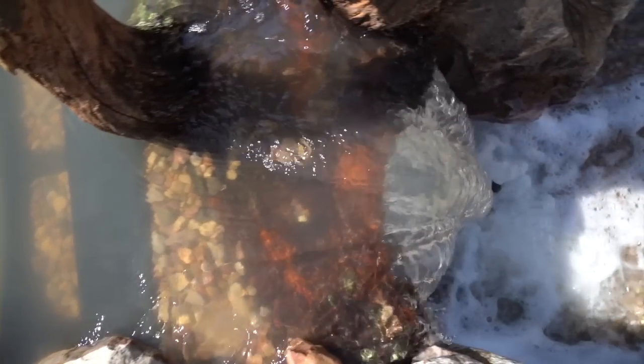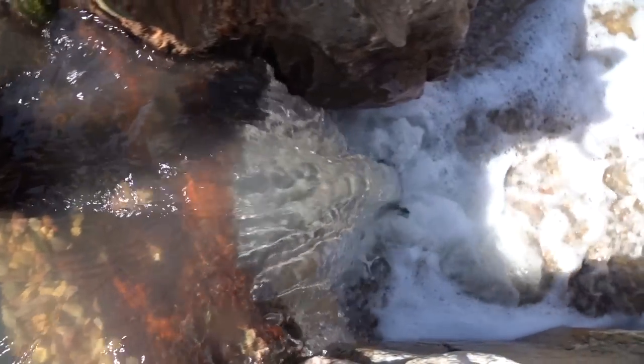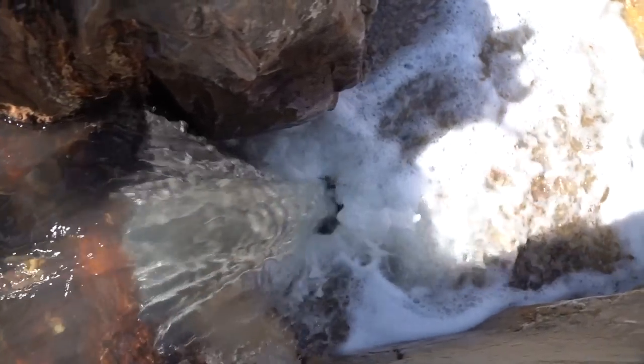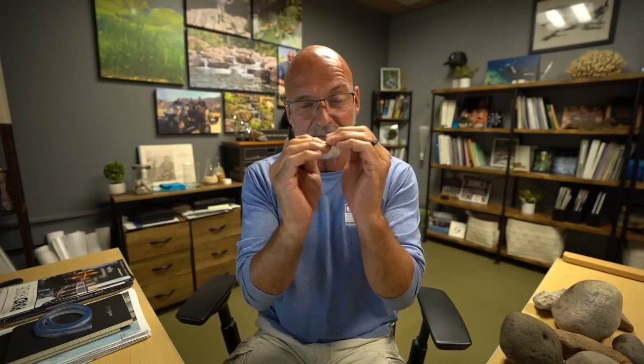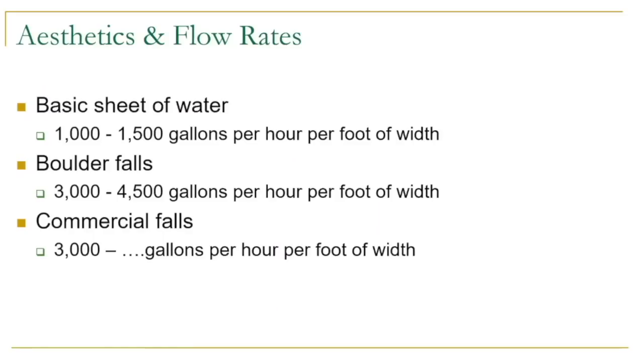In order to make that water fly off of the surface, you have to do one of two things. You either need to have a really nice crisp edge, or you have to increase the water velocity. And here are a couple calculations I have. To create that basic sheet of water, you need between 1,000 and 1,500 gallons of water per hour per foot.